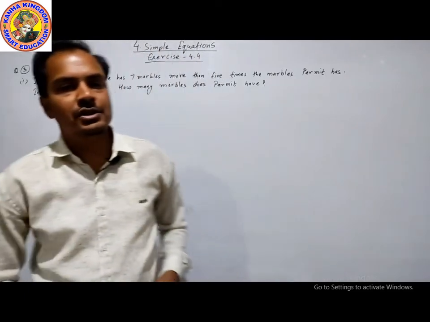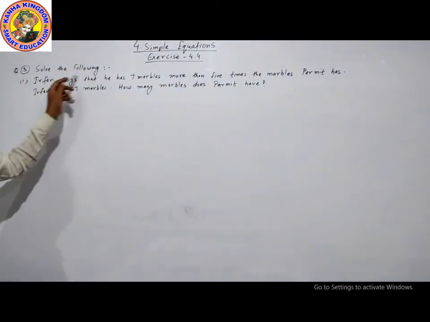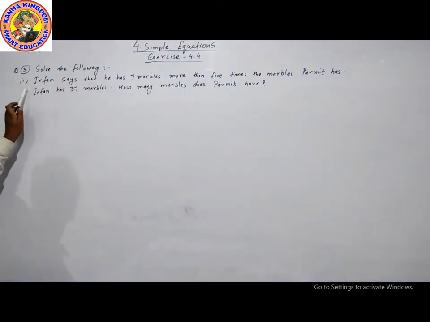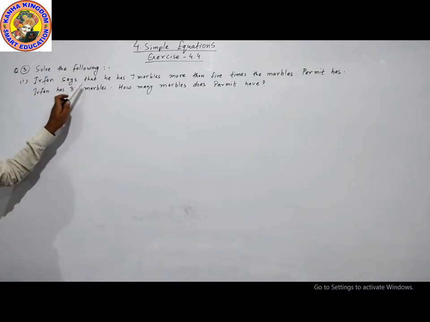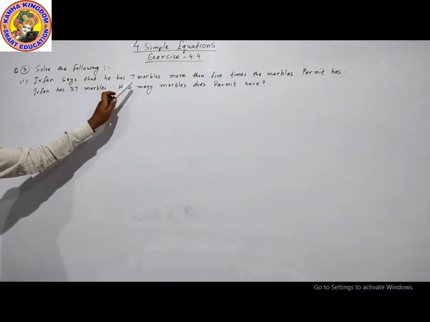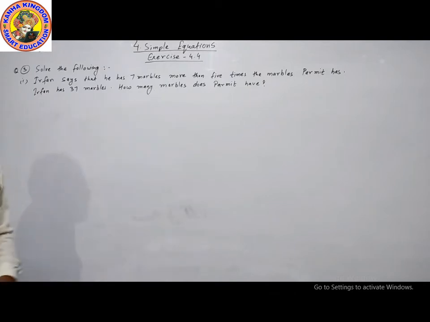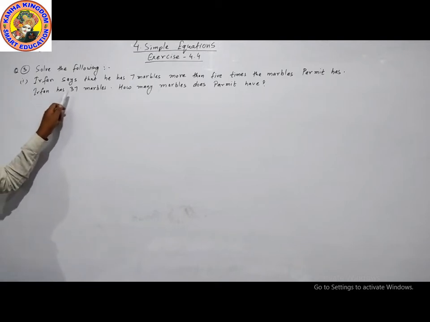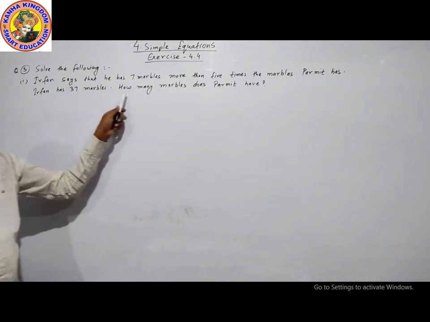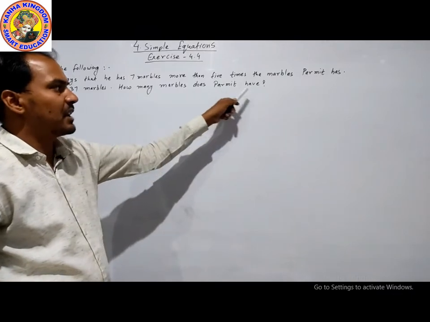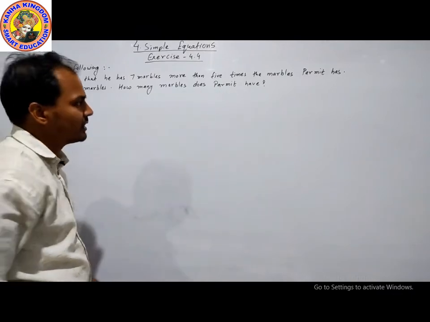Our next question is question number 3. Solve the following. First part. Irfan says that he has 7 marbles more than 5 times the marbles Parmeet has. Irfan has 37 marbles. How many marbles does Parmeet have?